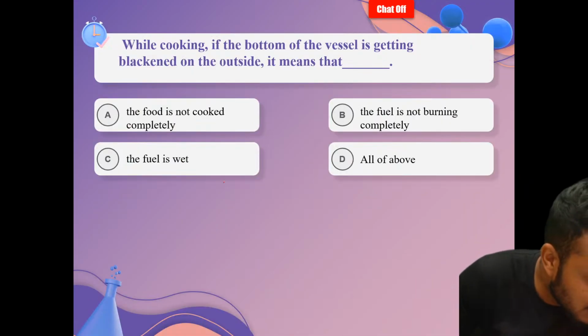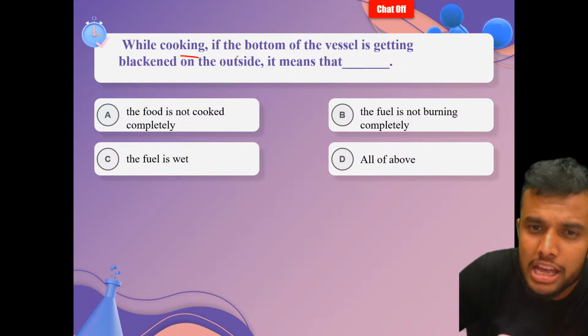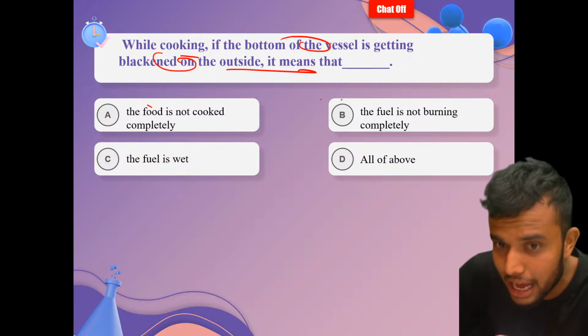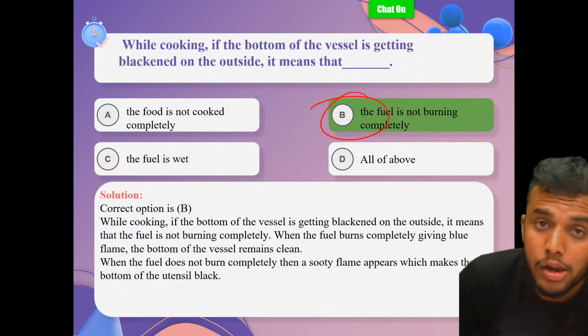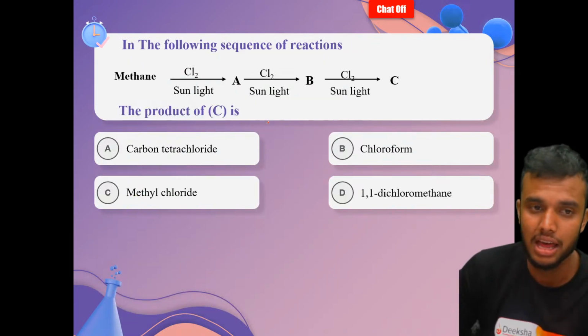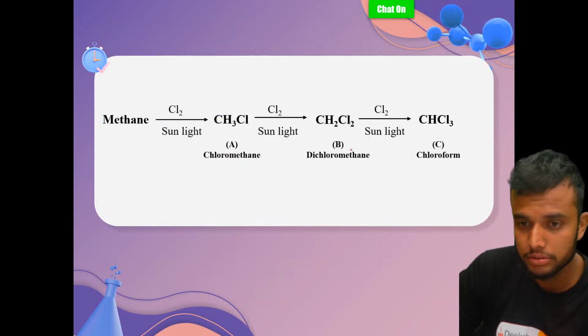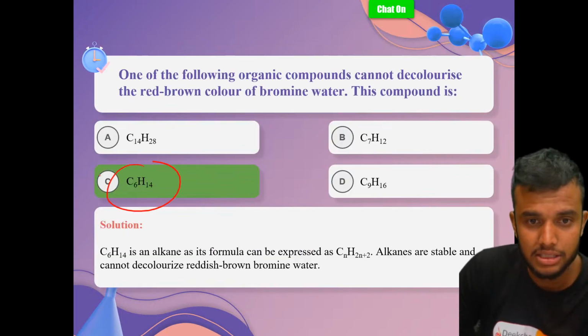Quiz time, my dear students. The first one: while cooking, if the bottom of the vessel is getting black on the outside, it means the food is not cooked completely, the fuel is not burning completely. The answer is option B. We are not giving sufficient oxygen. That is the answer. In the next one, the answer is chloroform. Okay, this one is C6H14.